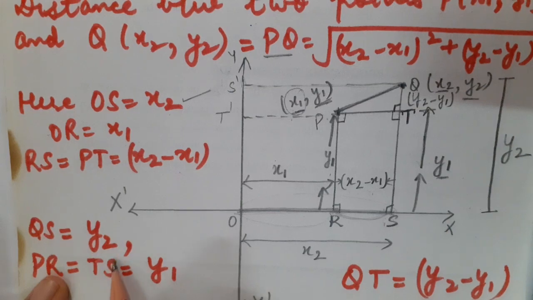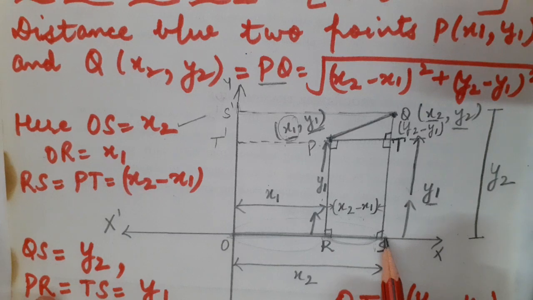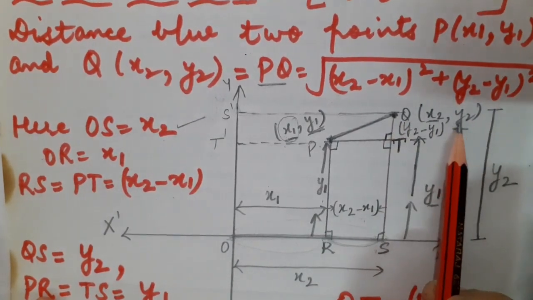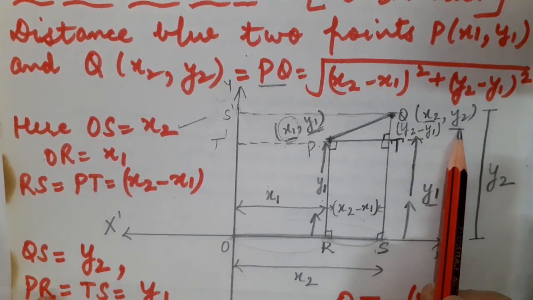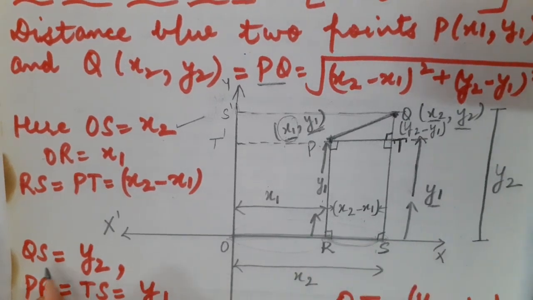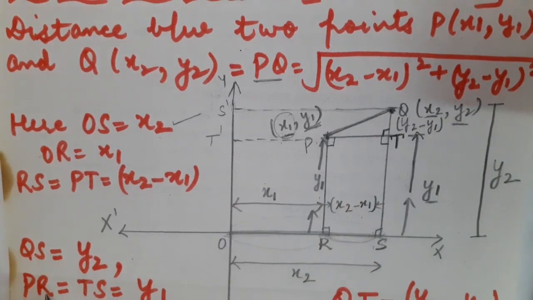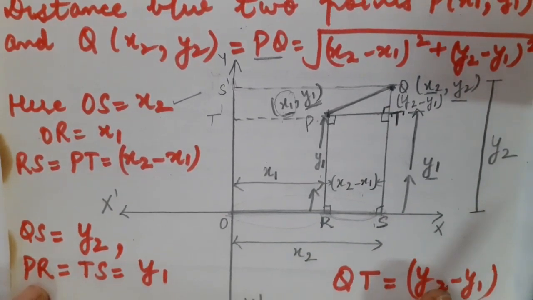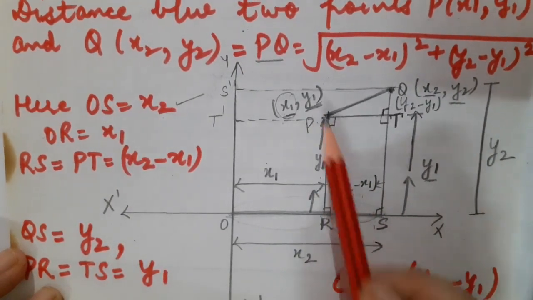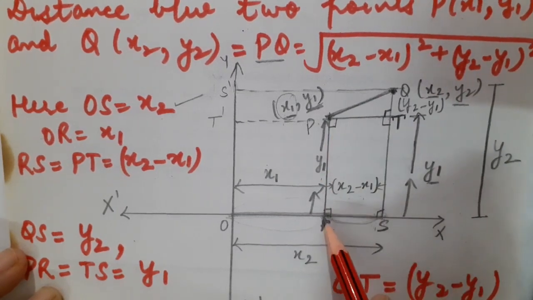This is QS is equal to y2. Where is QS? QS is this completed distance. This is equal to y2. Again, I told you that to calculate the position of the y coordinate, or I should say the ordinate, its distance I have to consider from the x-axis. Fine. So QS is equal to y2. Correct, students? Let us talk about PR is equal to TS is equal to y1. Where is PR now? Again, you have to take the distance of this y coordinate from the x-axis. Of course, because you have to calculate this distance. So PR is equal to y1.